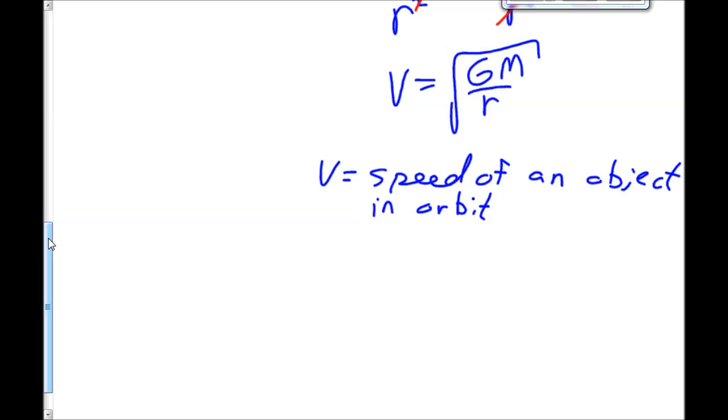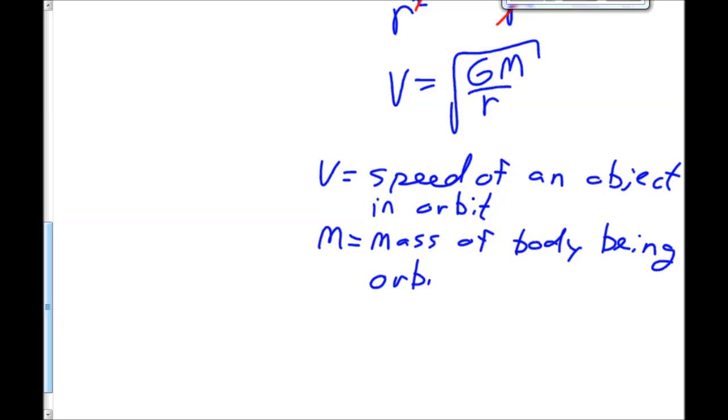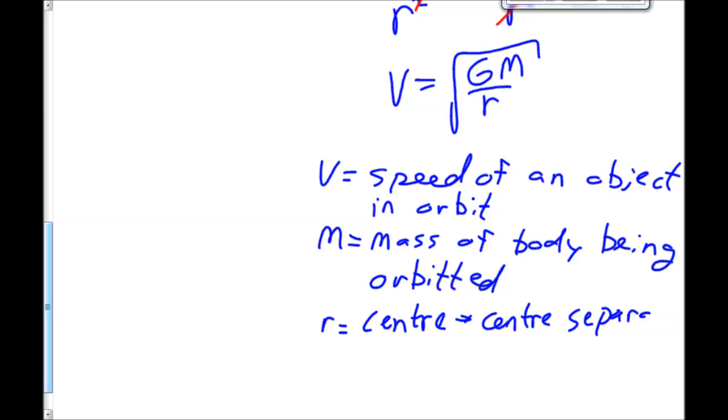Big G, of course, is the universal gravitational constant. M, and this is important, is the mass of the body being orbited. So if we're talking about the Earth going around the sun, M would be the mass of the sun, v would be the speed of the Earth, and r is the center-to-center separation of these two objects.